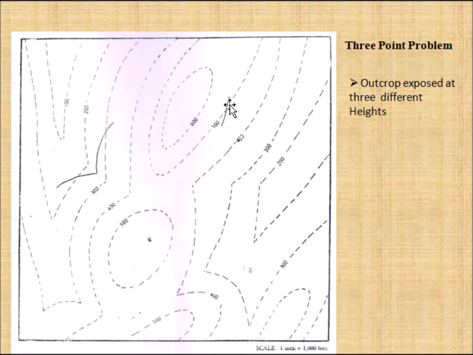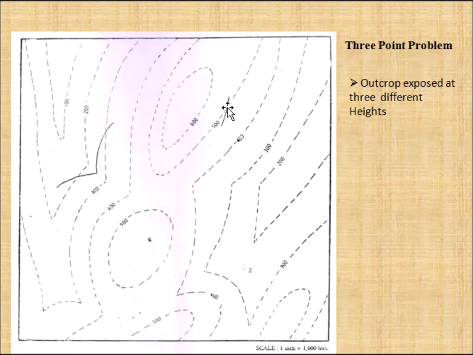Now we know that in case we have got a plane which is inclined, and if we know 3 points on this plane and we know their heights, then we can reconstruct the plane. So in order to reconstruct or to know the inclination of any inclined plane, we must know the heights at 3 different points. So this information is given: this bedding plane which is exposed here has a height of 300 here, it has got a height of 200 here, and it has got a height of 500 here.